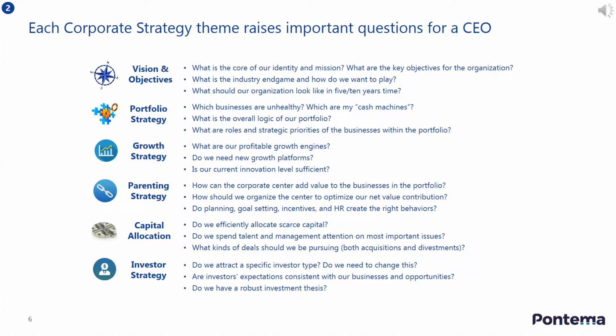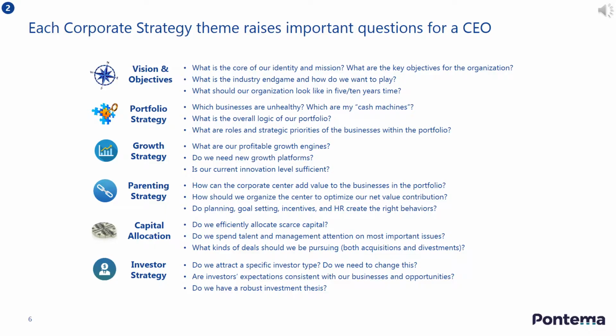Each theme of the corporate strategy framework raises important questions for a CEO and the board, some examples of which are shown in the slide. For example, if a portfolio strategy review is the priority, a CEO needs to ask which of the organization's business units are healthy and the cash machines, and which are performing poorly.